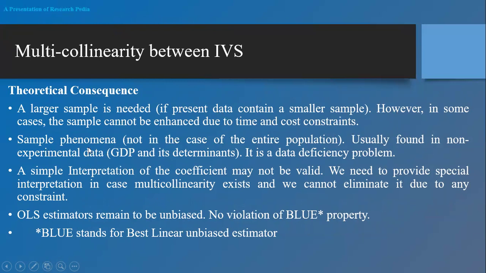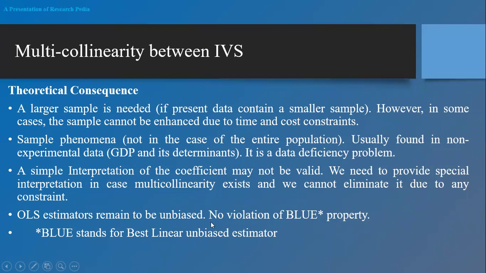Multicollinearity is a sample phenomenon. It is not a case of the entire population, and it is usually found in non-experimental data like GDP and its determinants. It is a data deficiency problem. A simple interpretation of coefficients may not be valid. We need to provide a special interpretation in case multicollinearity exists and we cannot eliminate it due to any constraint.